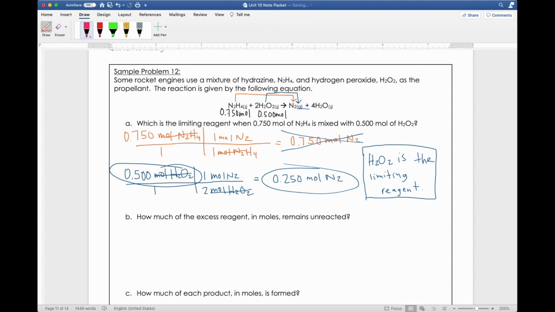So we need to determine, well, how many moles of this is reacting? Because it's not all 0.750 moles of that. So we need to do another problem. We need to figure out, well, how many moles of that is actually reacting? So we need to go from the limiting reagent to your excess reagent. Again, because all 0.500 moles of this is reacting. There's none left. That's what a limiting reagent is by definition. There's none left over. So 0.500 moles of peroxide, our limiting reagent.